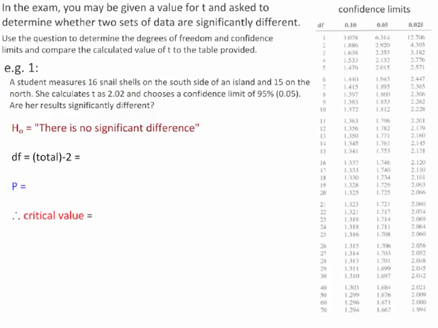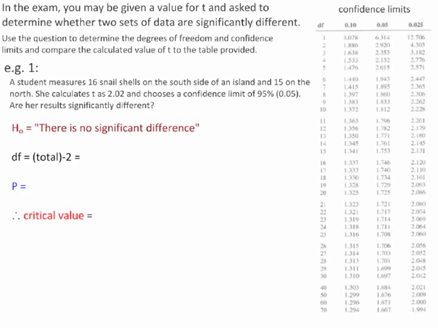All right, so in your IB exam, you may be given a value for t and a critical value table, and you may be asked to determine whether two sets of data are significantly different. Now, use the question that is given to you to determine the degrees of freedom, the confidence limits, and compare the calculated value of t to the table provided.